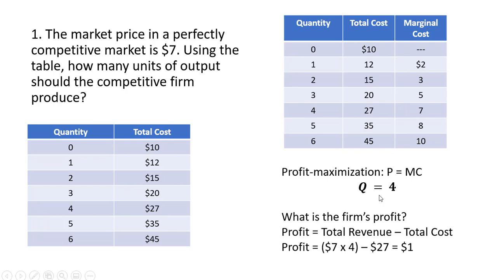So profit maximization in this problem again occurs at 4 units of output, and we could also calculate the firm's total profit, which is total revenue minus total cost. Total revenue is going to be that $7 price times the units of output, 4, or $28, and then we subtract out $27 to get a profit here of $1.